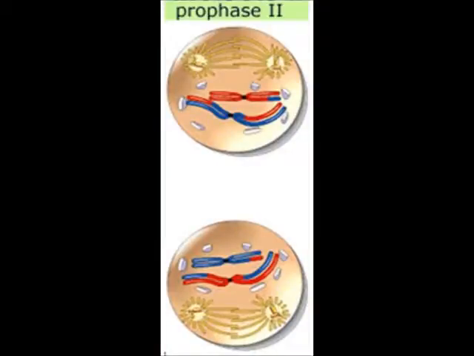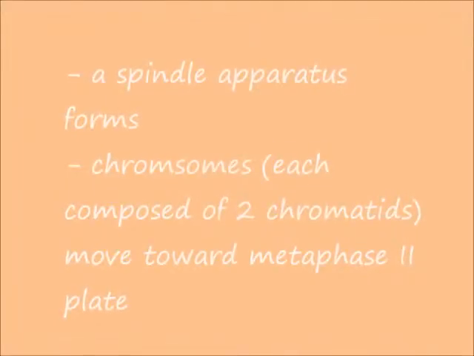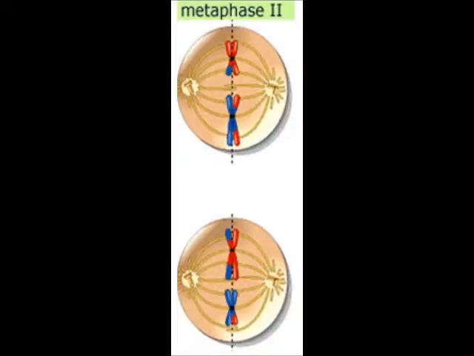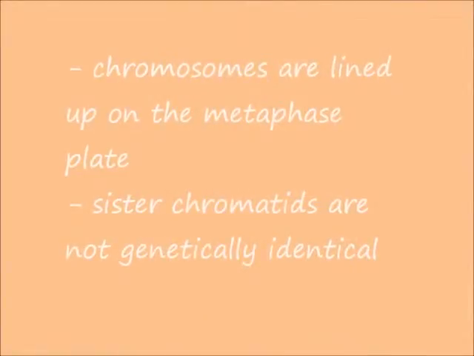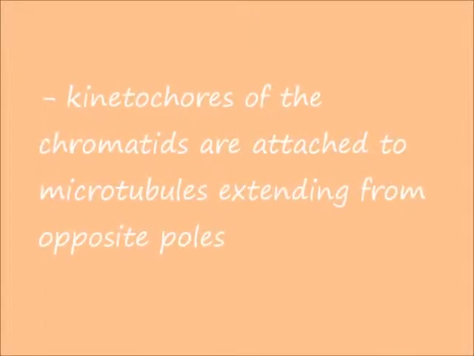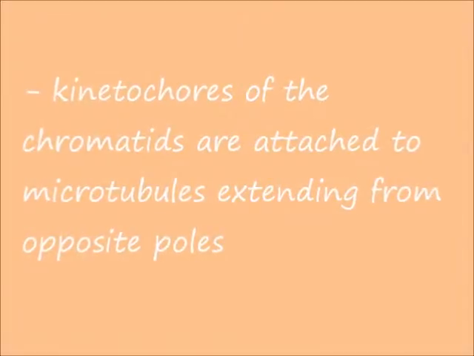In prophase 2, a spindle apparatus is formed while the chromosomes are moving toward the metaphase 2 plate. During metaphase 2, the chromosomes are lined up along the metaphase plate. Sister chromatids are no longer genetically identical due to the crossing over in meiosis 1. Kinetochores of the chromatids are attached to the microtubules extending from both poles.